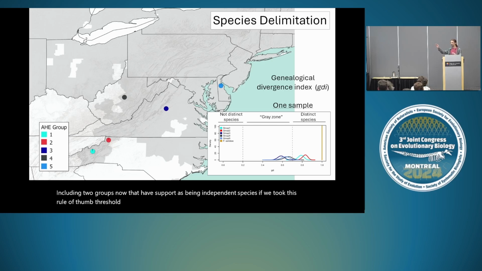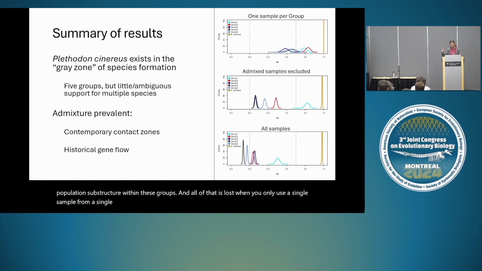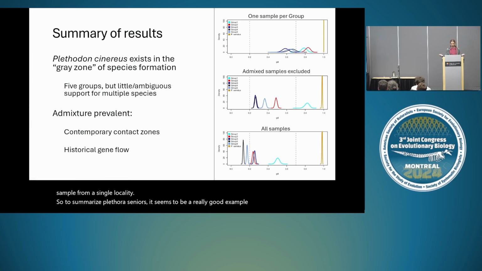So it seems that subsampling or using a small number of samples is inflating evidence of lineage independence. And this is probably because we have a lot of population substructure within these groups, and all of that is lost when you only use a single sample from a single locality. So to summarize, Plethodon cinereus seems to be a really good example of this gray zone of species formation.